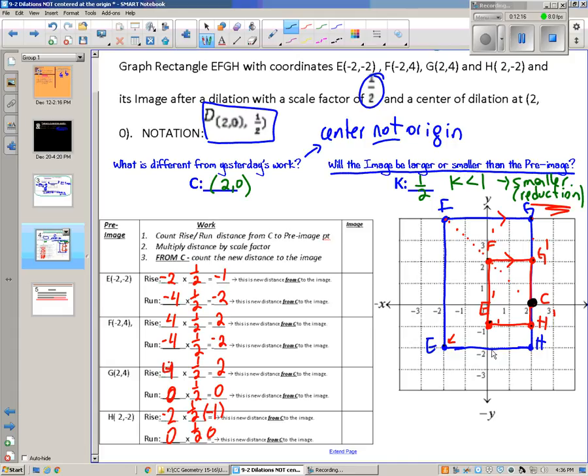Okay? So that's how you dilate when the center is not the origin. It's the same idea as what we did yesterday. But what's a little different is that now you're not going from 0, 0. Now you're going from any point, and I can dilate with any center.